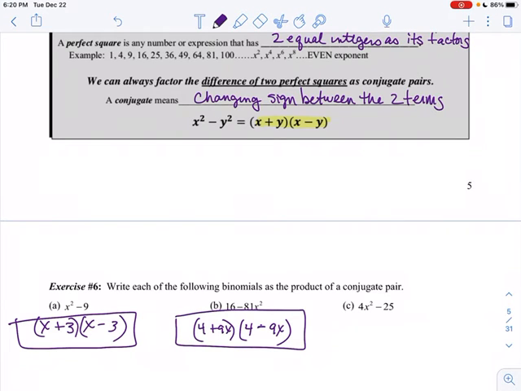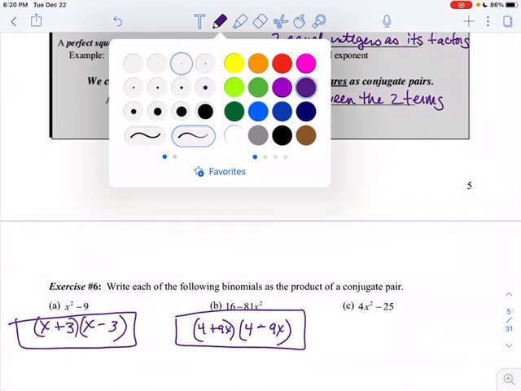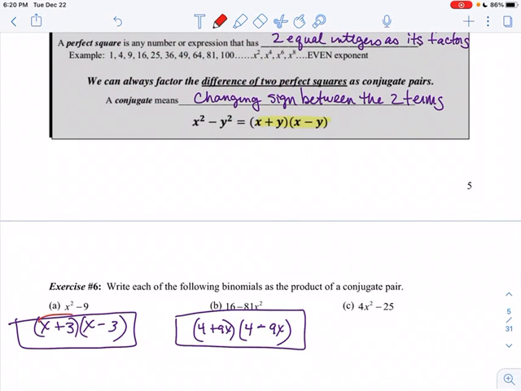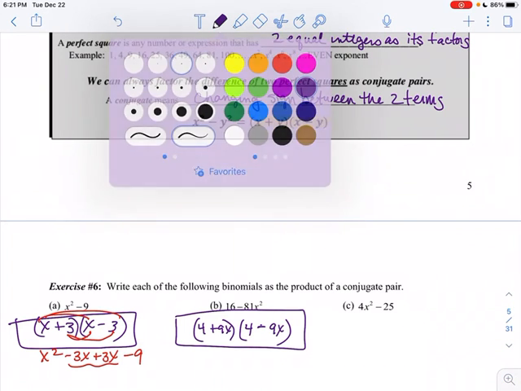Because if you were to multiply these out, remember, you can always check by multiplying them. Remember FOIL: first, outers, inners, last. Let me do it with the easier one. x times x is x squared, x times negative 3 is negative 3x, 3 times x is positive 3x, and 3 times negative 3 is negative 9. You always get four terms, but those two middle terms cancel each other out.